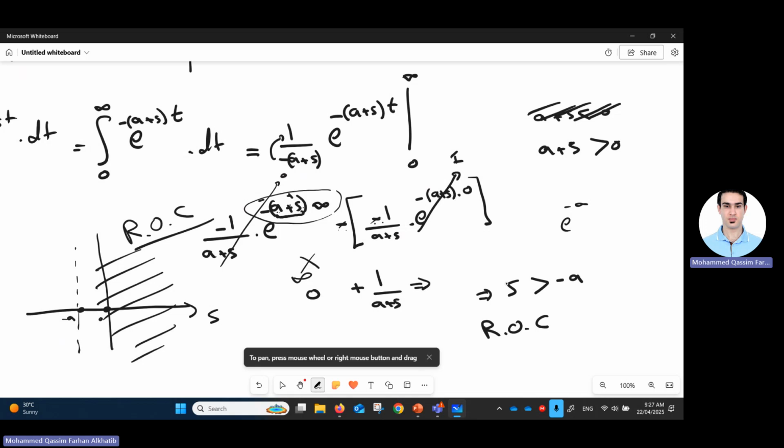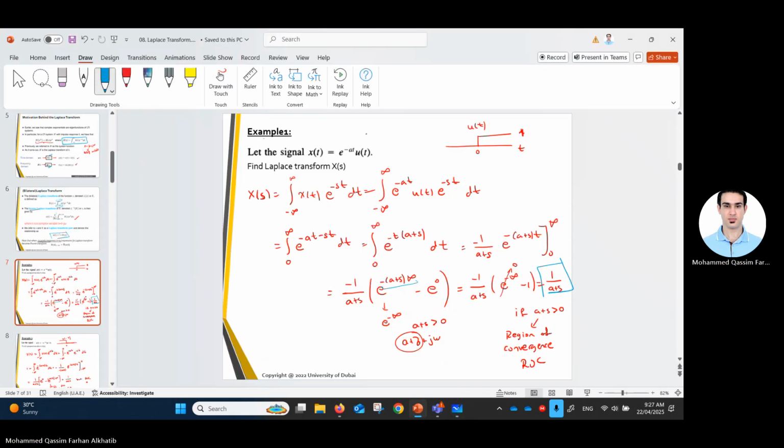And also, a is assumed to be a positive integer. Like a should be larger than 0. Otherwise, if a is negative, then you will have negative by negative, that's going to be positive. So the function will be something like this if a was a negative number.